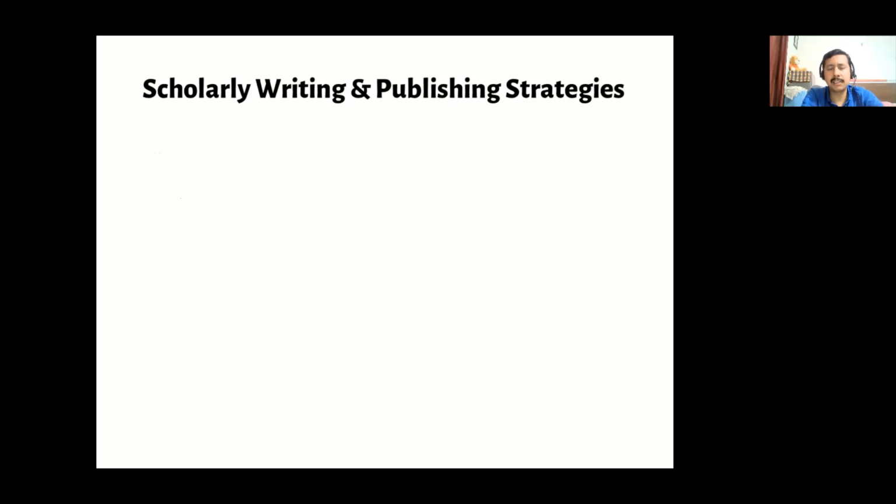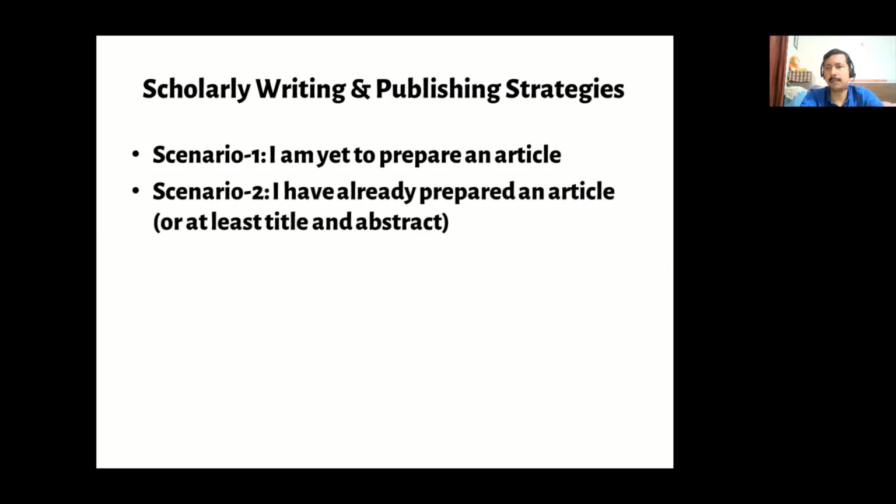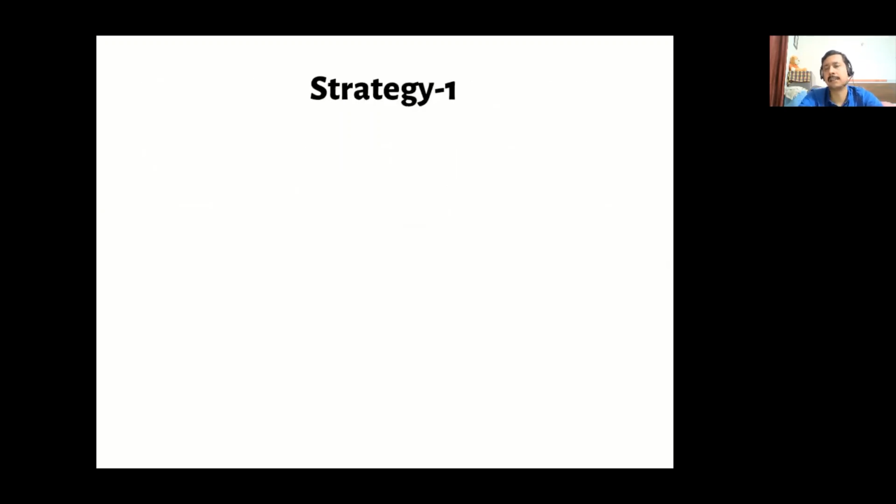Let's talk about scholarly writing and publishing strategies, taking journals as an example. I will confine this discussion only to journals, even though there are other scholarly media. Two scenarios can be assumed. Number one, I am yet to prepare an article. Number two, I have already prepared the full article, or at least I am ready with the title or the abstract. Now comes the question, how do I go about in scenario one?